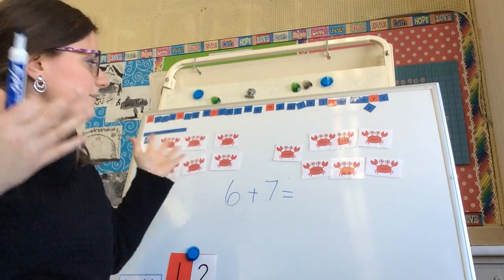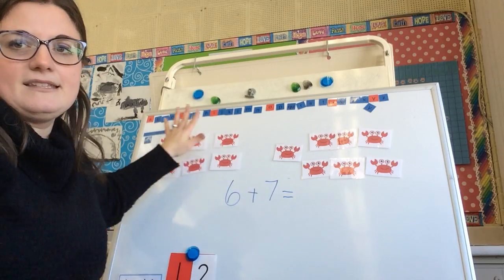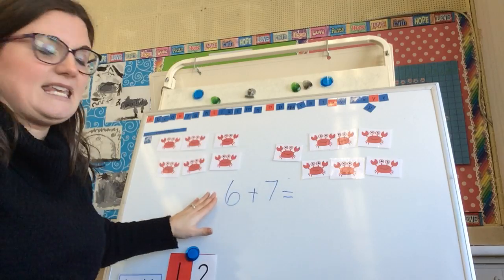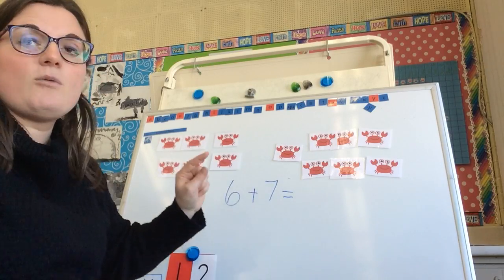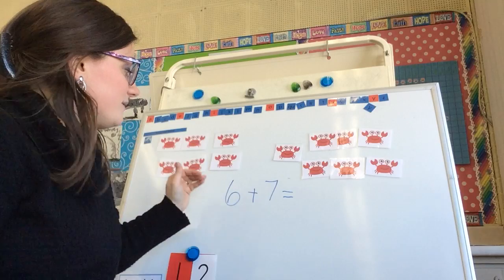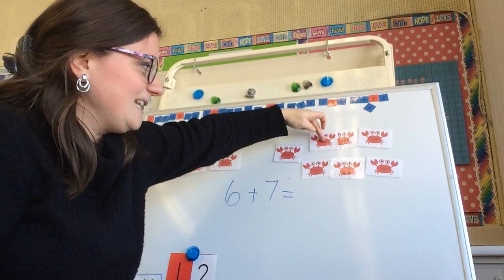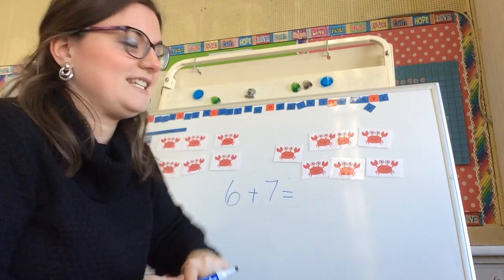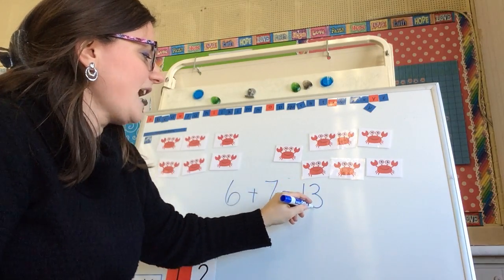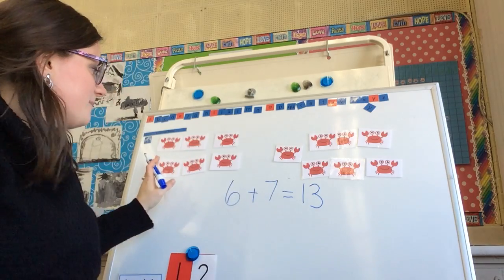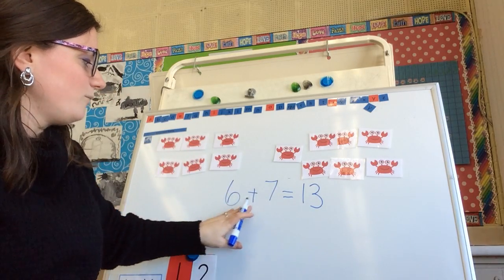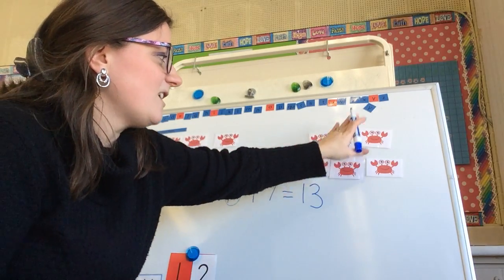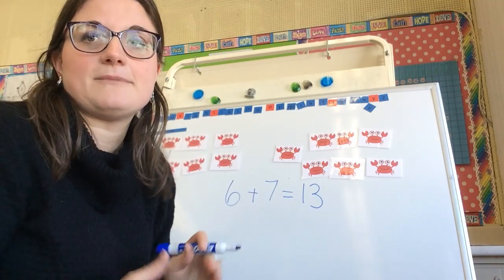Now, to find out how many crabs we have, do we need to count these? No, because we know this number is 6. So we've got 6 here. So when we start counting these, now we can start up from 6. So now we go 7, 8, 9, 10, 11, 12, 13. Awesome. So we don't have to start from 0 every time. If we know it says 6 plus 7, we know there's 6 in the first group, so then we just start counting up. 7, 8, 9, 10, 11, 12, 13.